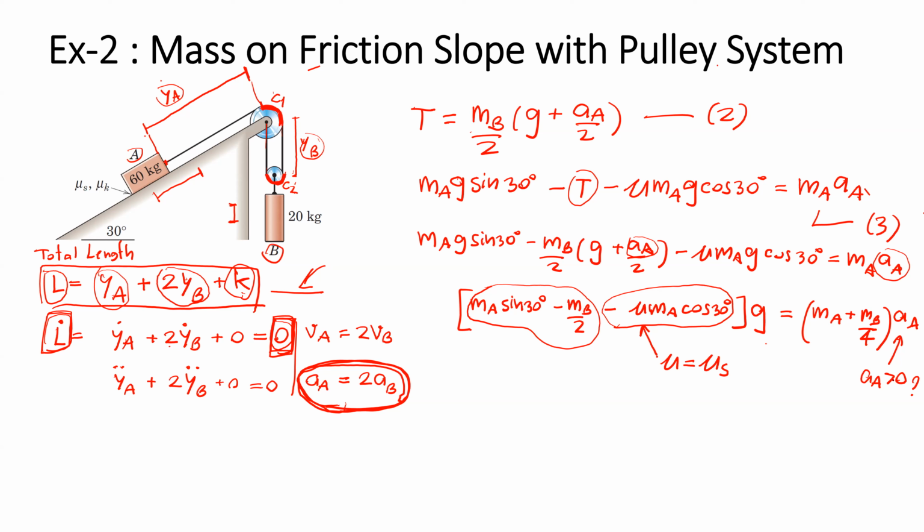So let's put the numerical value. The mass A, 60, sin 30, 0.5, and mass B, 20 per 2. And the mu, the static friction, is 0.25. Mass A 60, cosine 30 is 0.866. Okay, so let's check this term. What is the numerical value of this term? Yeah, I need your help to use the calculator. If anyone can compute this, please type in the chat.